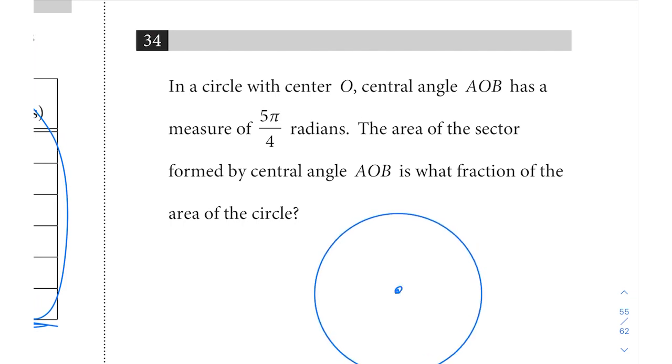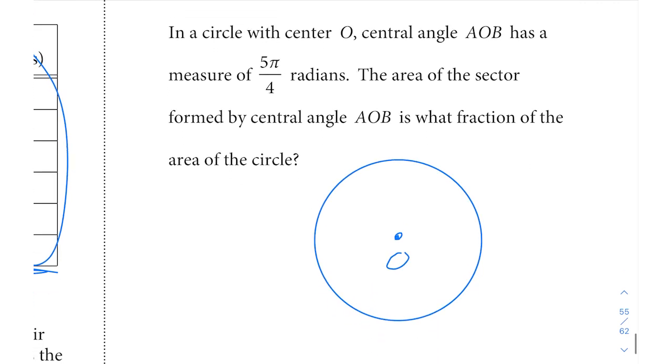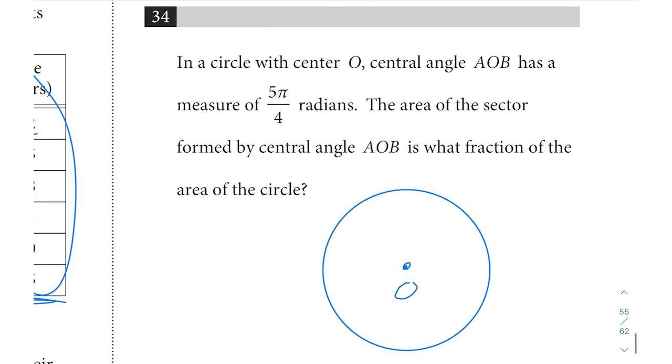Let's take a look at 34. In a circle with center O, so let's draw a circle. Let's give it a center point O. It says angle AOB has a measure of 5 pi over 4 radians. The area of the sector formed by central angle AOB is what fraction of the area of the circle? So basically this is a part over whole relationship. When they say what fraction of, we want to interpret that as part over whole.